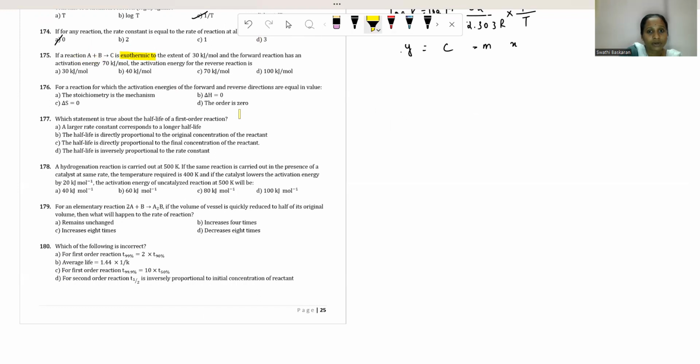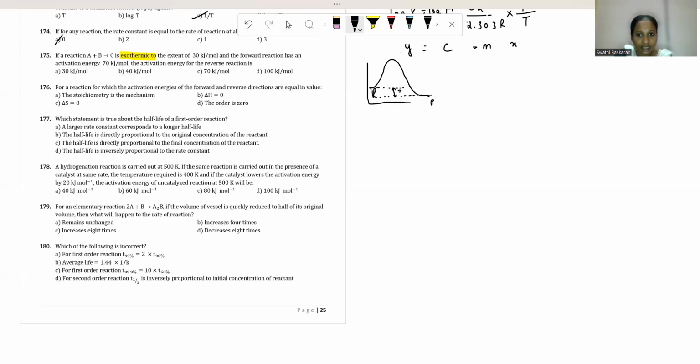Now exothermic means we basically remember how to make the graph. So graph, we all of us know, if you are making a graph like this, this is the energy of the reactants and this is the energy of the products. Exothermic to the extent of, what have they given? They have given the delta H value. The difference in the energy of the reactants and the energy of the products is called the energy of the reaction, which is called delta H.